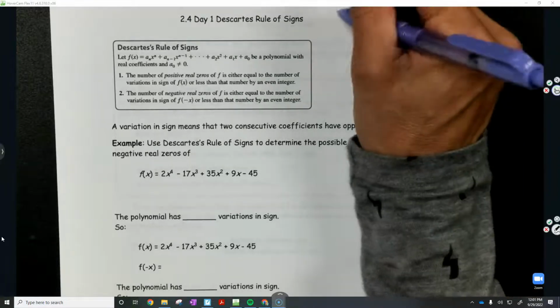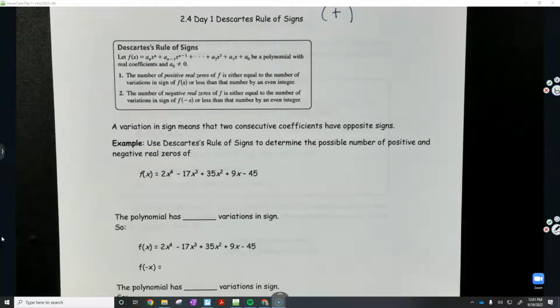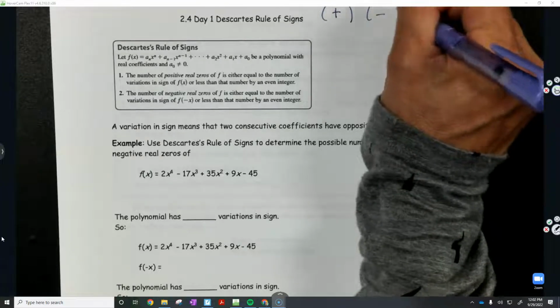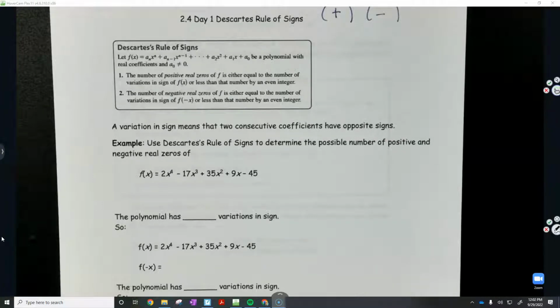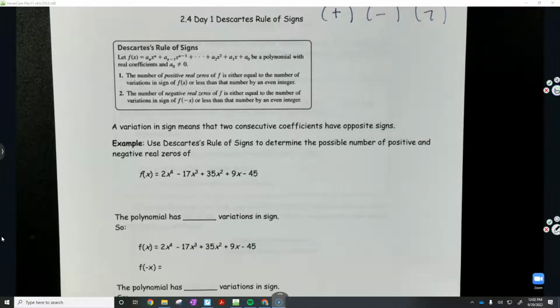So, remember, you can have positive zeros. Positive zeros cross the x-axis on that side of the origin. Let's pretend the origin's right here. Positive x-axis. Then you can have negative zeros, which are on this side of the origin. And then you can have zeros that don't ever cross any x-axis because they are what? Imaginary. Good job. So that's what we're going to be dealing with.